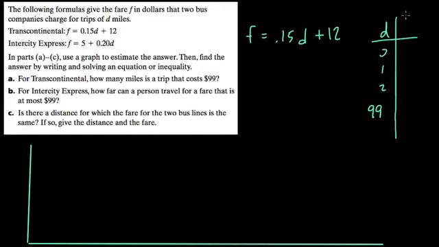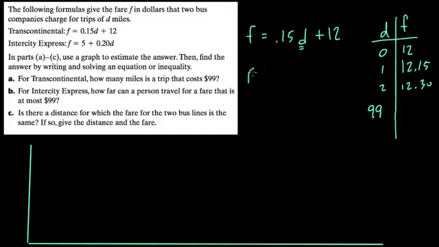So what is the fare? If the distance is 0, the fare is 12, because 0 times 0.15 is 0, plus 12 is 12. There's a starting cost here. You have to pay $12 up front, and then you add 15 cents per mile after that. So if we go 1 mile, it's 12.15. 2 miles is 12.30.